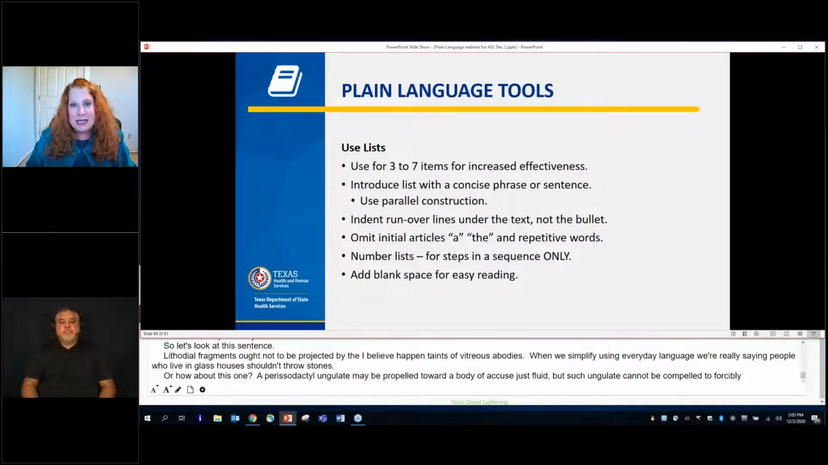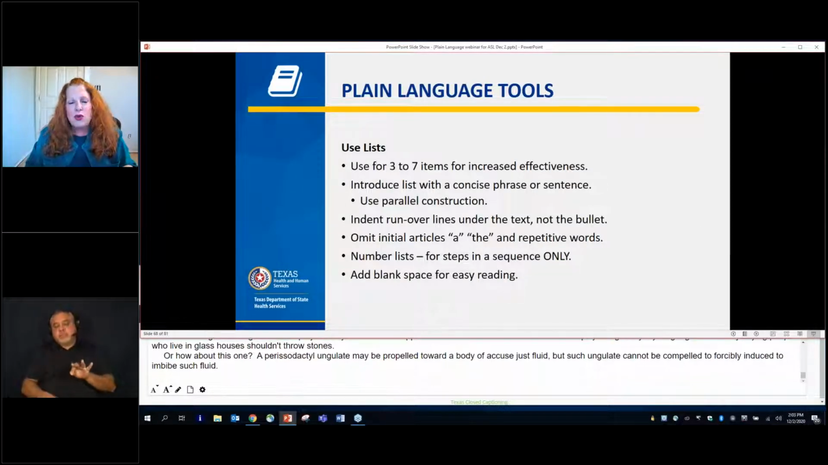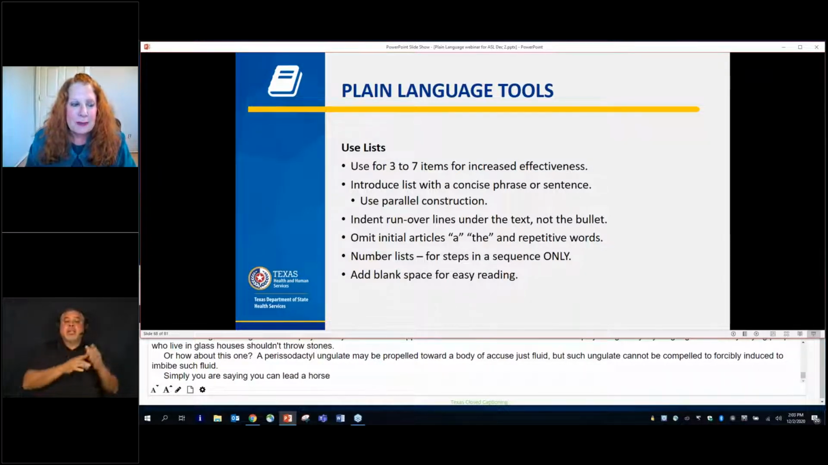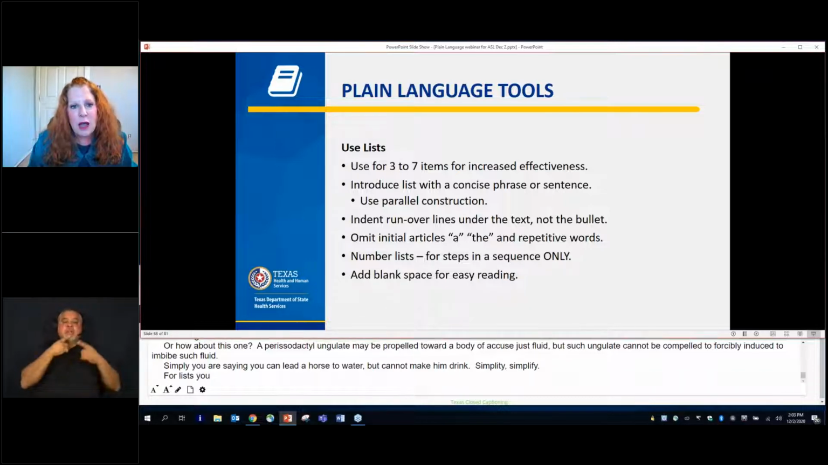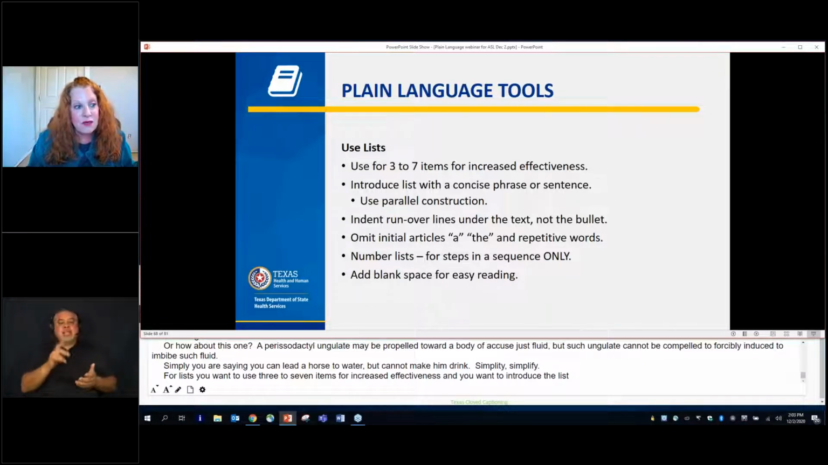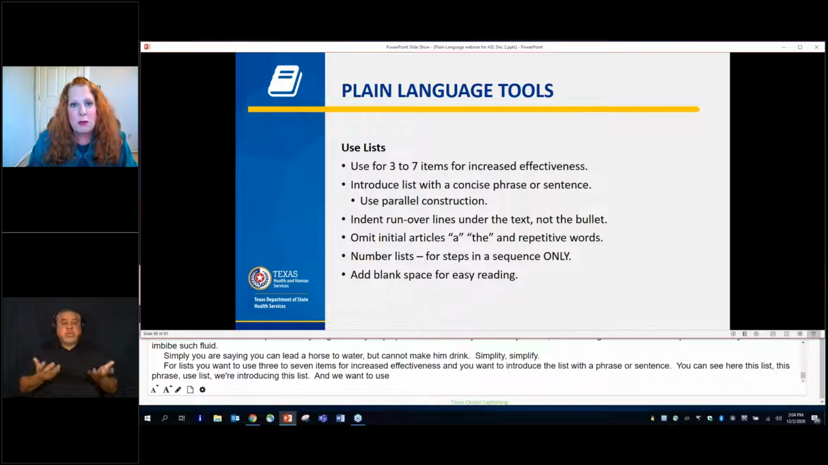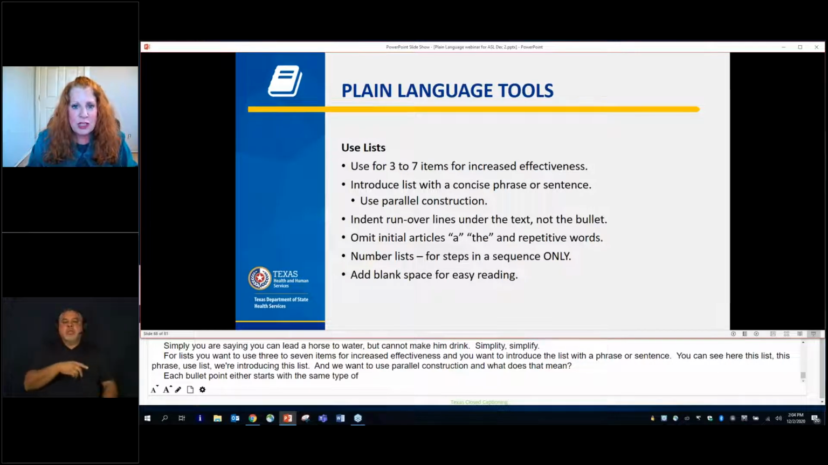So simplify, simplify, simplify. Another tool of plain language is using lists and tables. For lists, you want to use 3 to 7 items for increased effectiveness, and you want to introduce the list with a phrase or a sentence. So you can see here, this phrase, use list, we're introducing this list. And we want to use parallel construction. And what does that mean? Well, each bullet point starts with the same type of word. So here, each bullet point starts with a verb: use, introduce, indent, omit, number, add. So that's what parallel construction is.